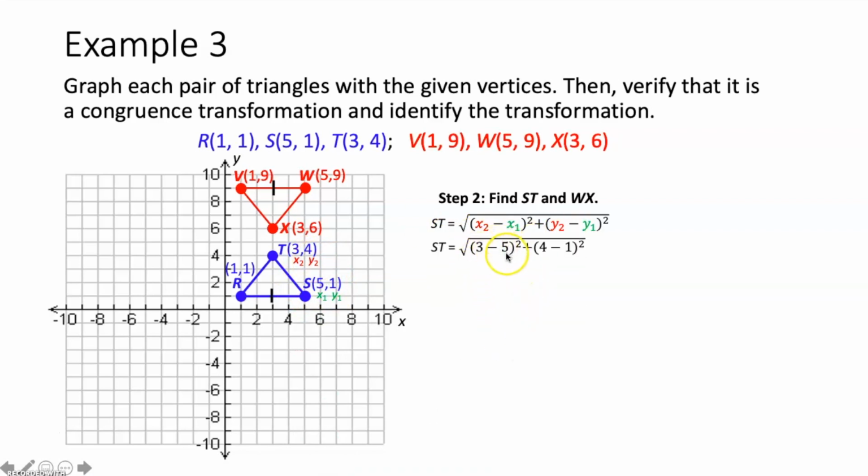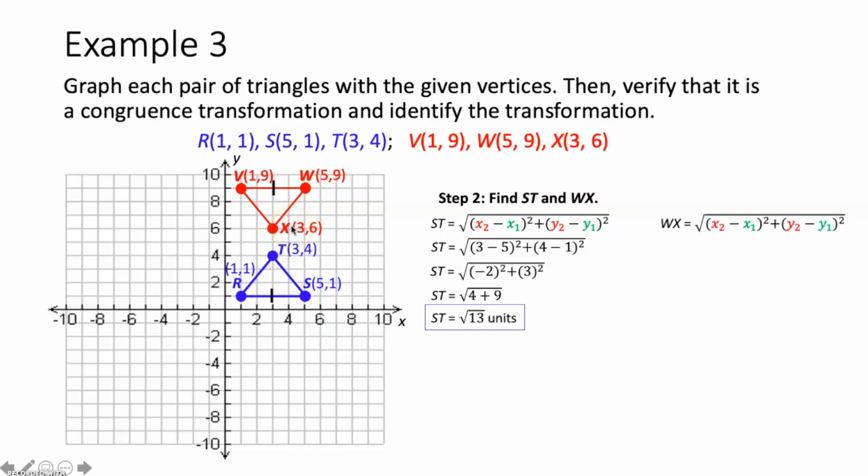3 minus 5 is going to give me negative 2. 4 minus 1 gives me 3. Negative 2 squared is 4. 3 squared is 9. 4 plus 9 is 13. Rad 13 does not simplify. That's a prime number. So we know that the measure of segment ST is rad 13 units. Let's make sure that segment WX, the measure of that is also rad 13 units.